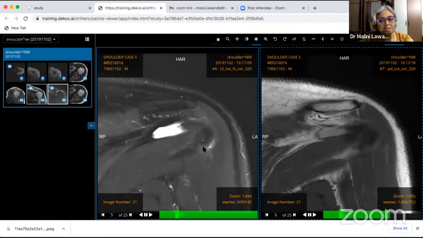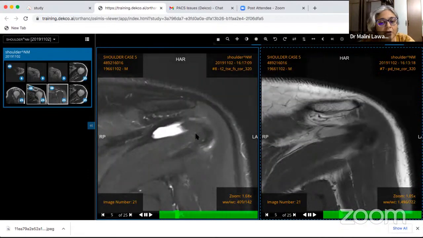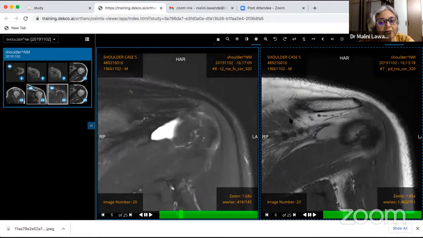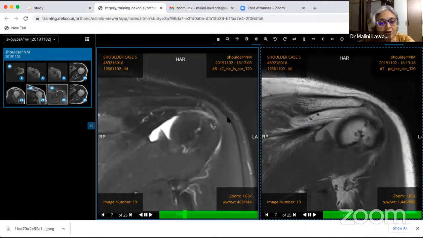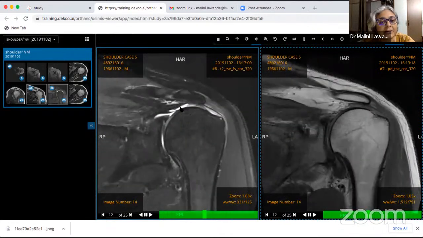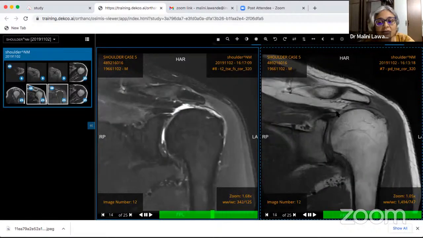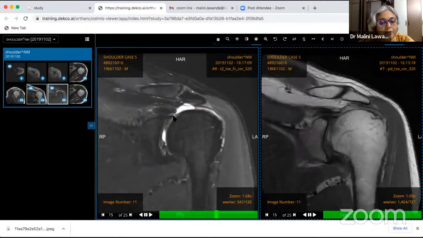This is another case. We are looking at it from posterior to anterior. You can see that there is no infraspinatus tendon here. So there's an infraspinatus tendon tear. As we come more anteriorly, there's a full thickness supraspinatus tendon tear like we can see here. You can see the tendon is retracted roughly up to the glenohumeral joint level, up to here.